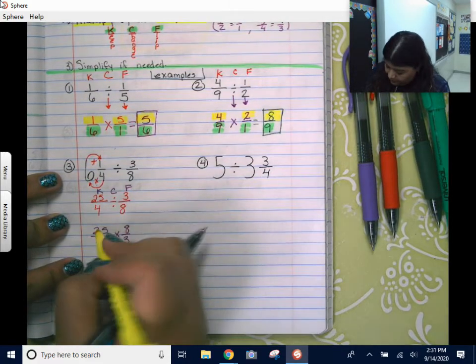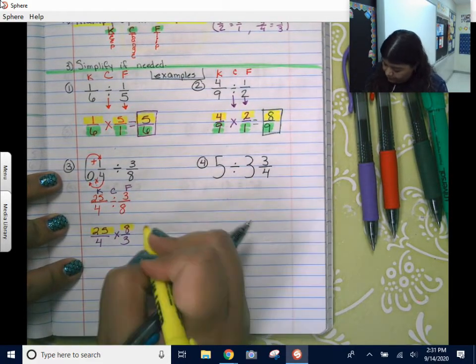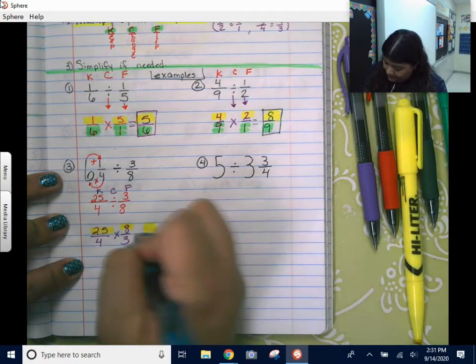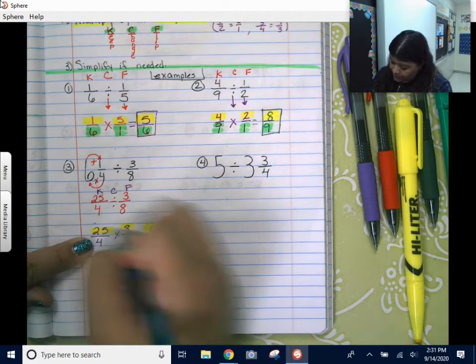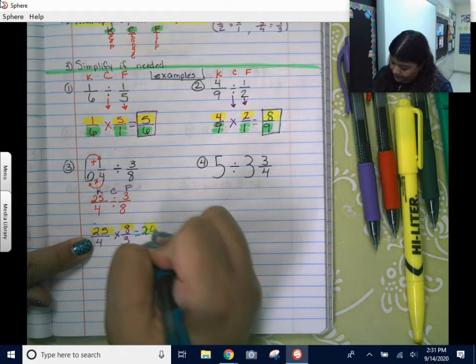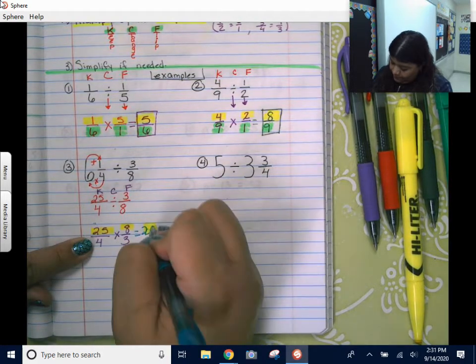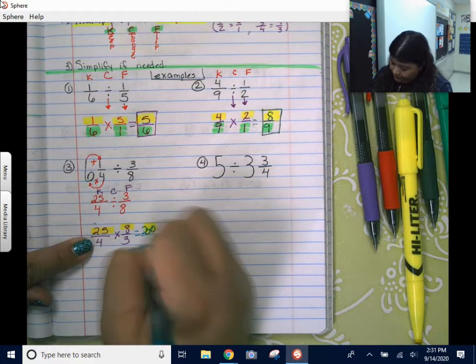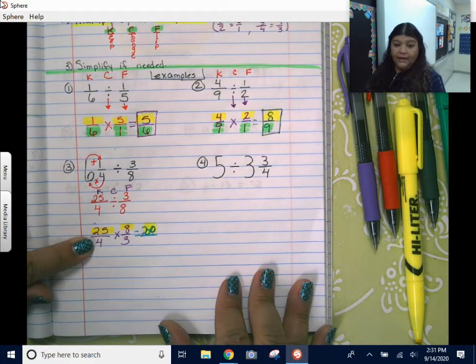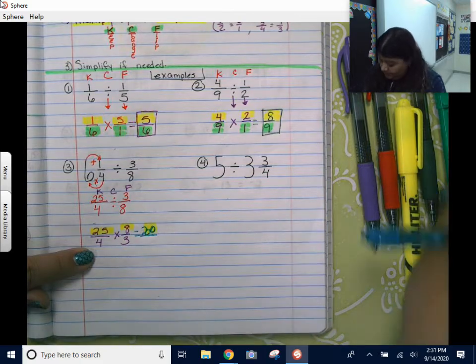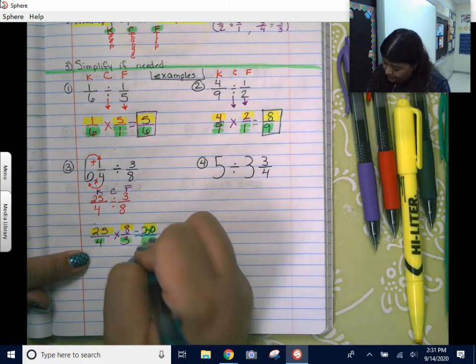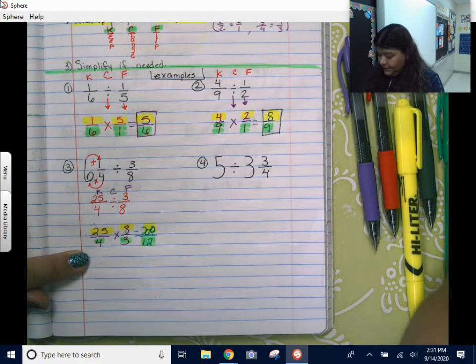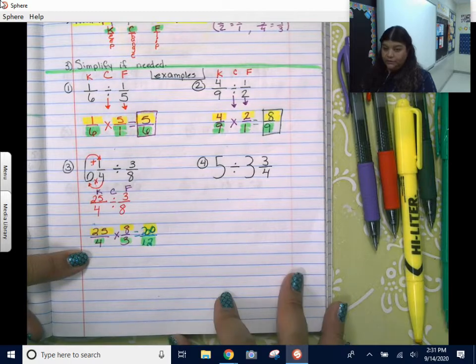Multiply. Numerator times numerator. So let's see, 8 times 25. 8 times 5 is 40. 200. Okay? And then we do denominator times denominator. So 4 times 3 is 12. Okay? So 200 over 12.